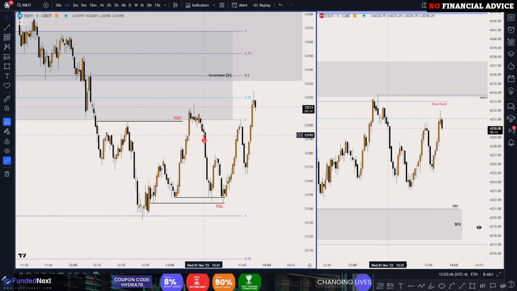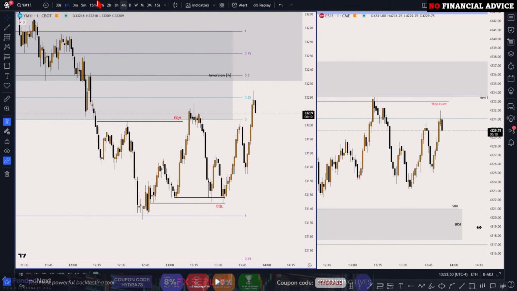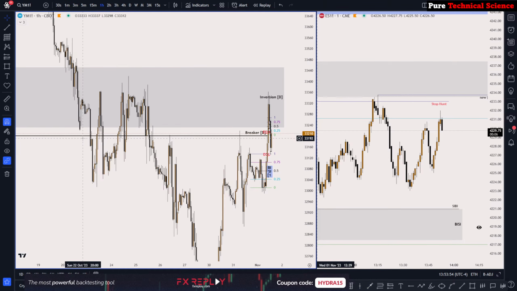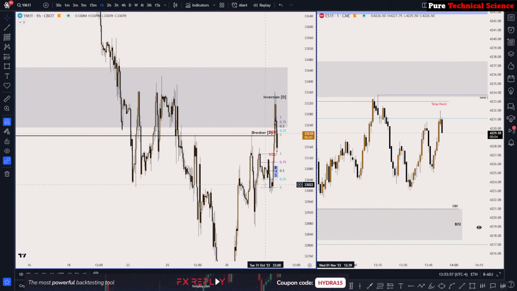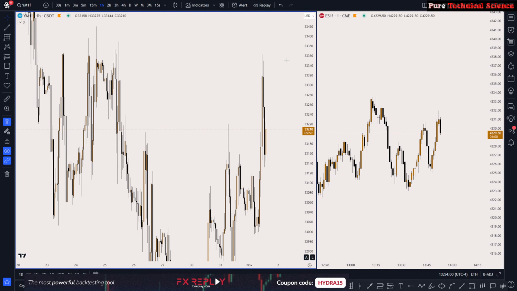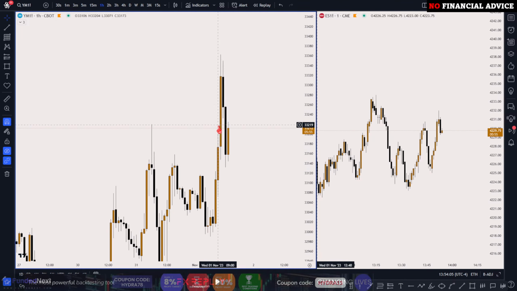Now do you guys see how price respected this inversion level? This is not just any inversion level. This is a very specific inversion level. Where is it? I have a lot of drawings here. This inversion, okay? And this is what I taught inside my 3-day bootcamp. This inversion is very powerful.